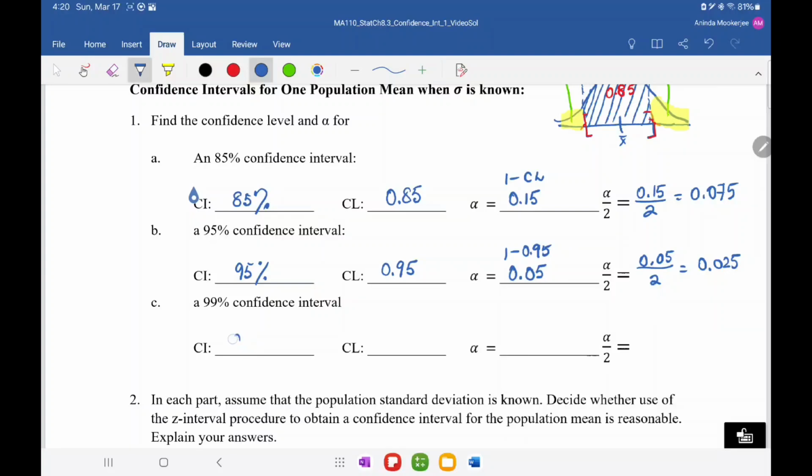So we just write 99% for the CI. CL would be, again, 99% converted to decimal, so 0.99. Alpha is 1 minus 0.99, which is 0.01. And finally, alpha by 2 is 0.01 divided by 2, therefore 0.005. All right, so that completes question number 1.